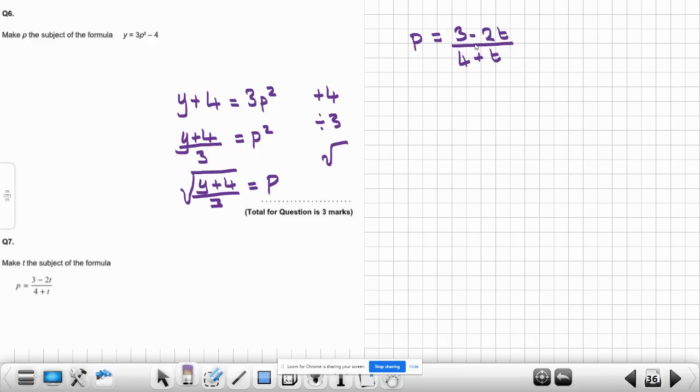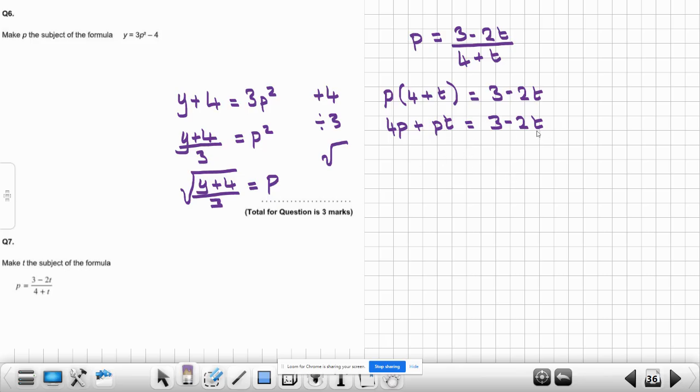First thing we're going to do is multiply both sides by 4 plus t. So we then end up with p bracket 4 plus t equals 3 minus 2t. Let's multiply out those brackets, and that's going to give us 4p plus pt equals 3 minus 2t. And now it looks like we've got two issues. We've got t's on both sides, and we've got this p attached to this.